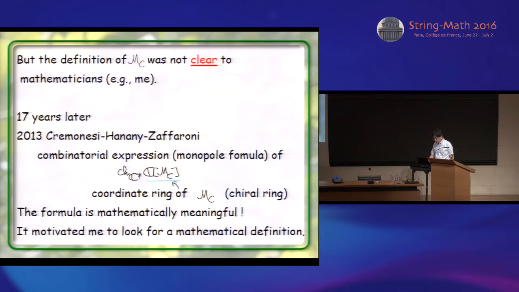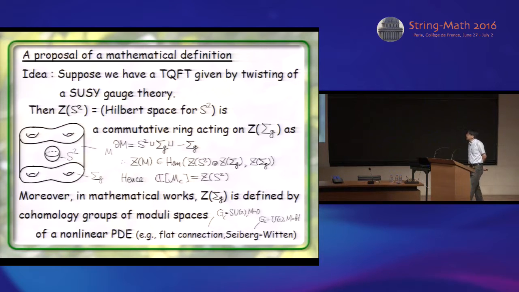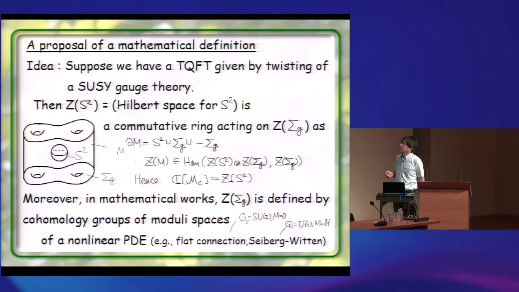So I tried to look for a mathematical definition. Now I explain my proposal of a mathematical definition of the Coulomb branch. The idea is simple, I think. Suppose we have a topological quantum field theory given by a twisting of a supersymmetric gauge theory. In fact, in some examples, there are several attempts to realize this topological quantum field theory. So this is not such a big assumption, I think.